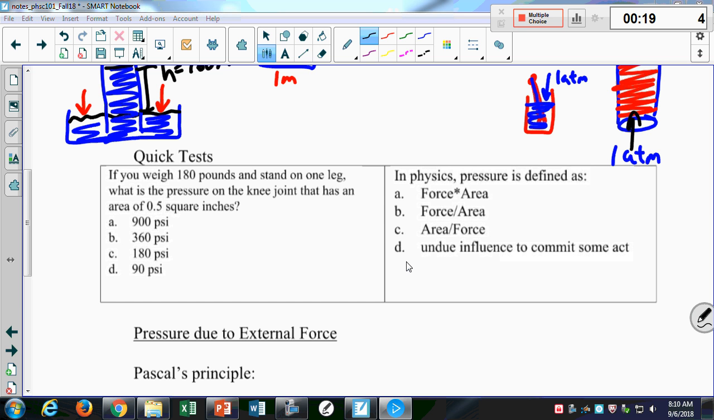We're doing the one on the left here. You weigh 180 and you stand on one leg. What's the pressure on your knee joint?